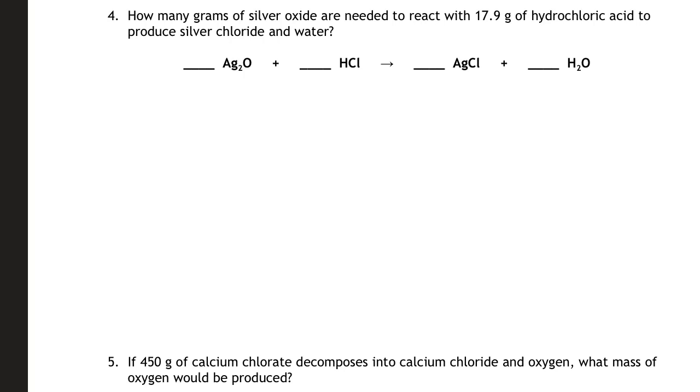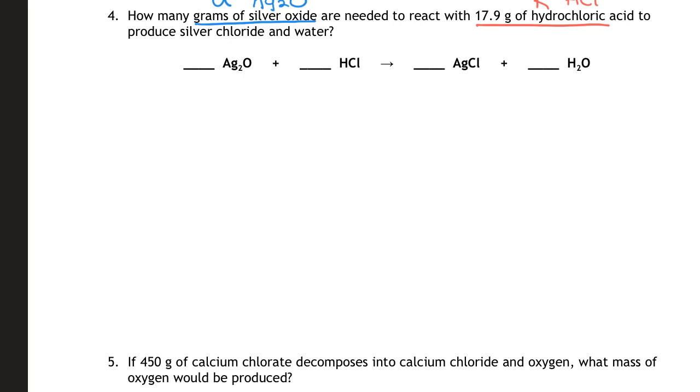How many grams of silver oxide are needed to react with 17.9 grams of hydrochloric acid to produce silver chloride in water? Well, first let me go ahead and figure out what I need to know here. My known is going to be here, and that is HCl, hydrochloric acid. And my unknown is going to be grams of silver oxide. There's my unknown, and that formula is Ag2O.